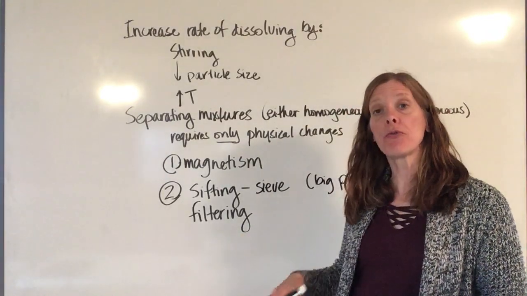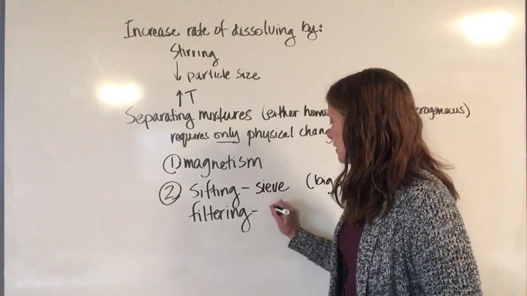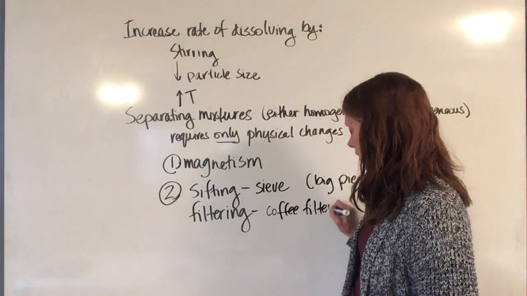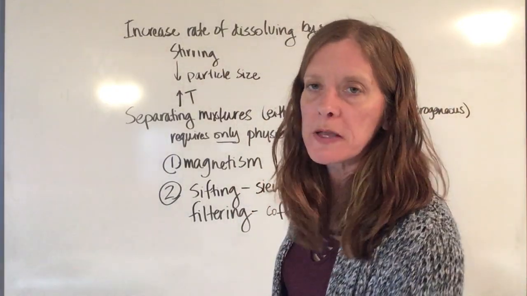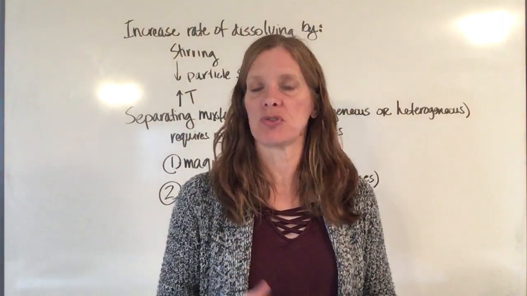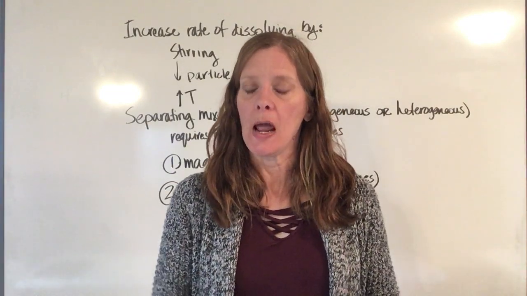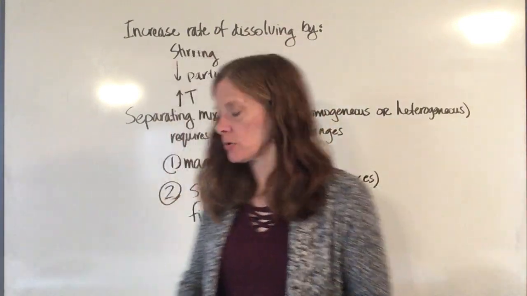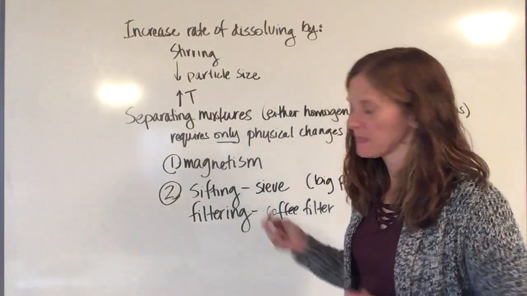Okay, you could also filter something, more like with a coffee filter. So if you have a type of mixture where you've got maybe some smaller particles, like sand and water, and you're going to try to filter the sand out of the water, you could pour it through a coffee filter. The water will run through the filter, and the sand will stay behind because the particles are too big to go through the coffee filter. Okay, so sifting or filtering will cause a mixture to be separated.